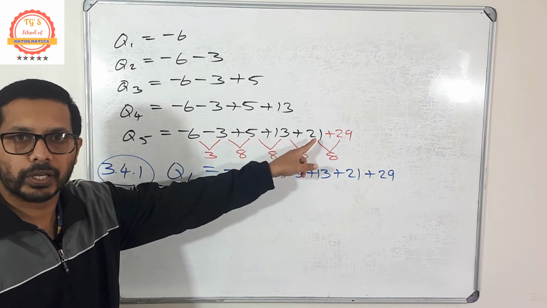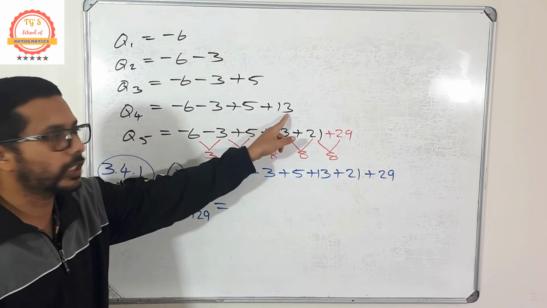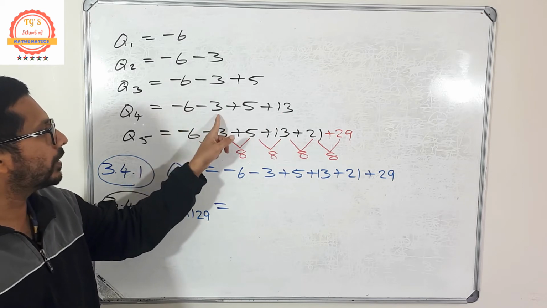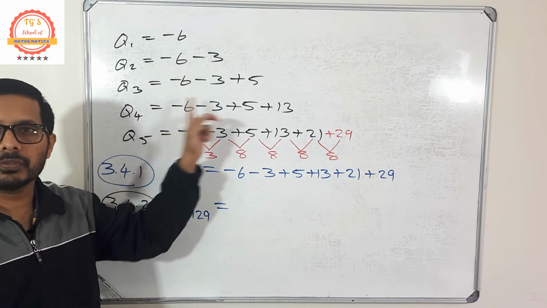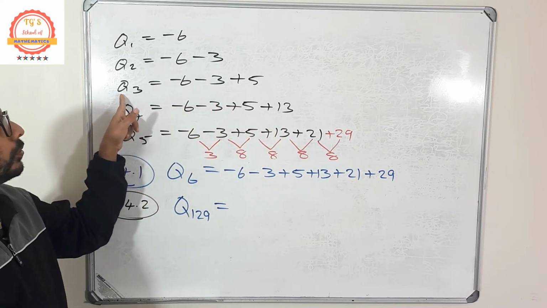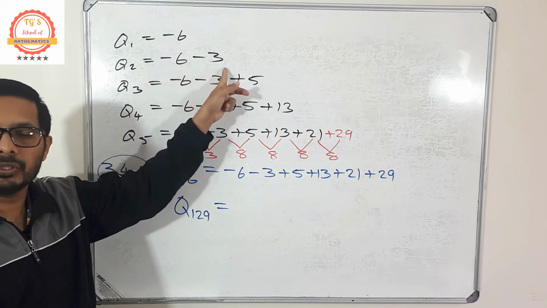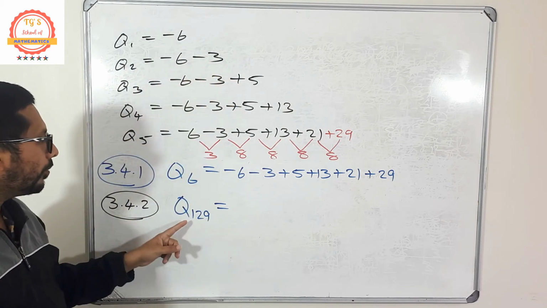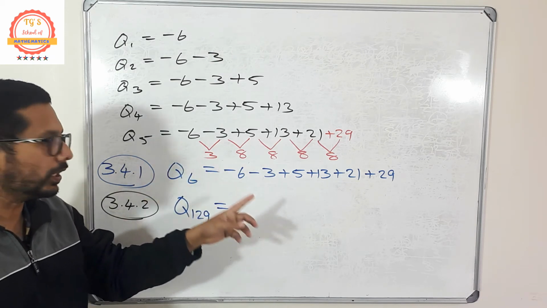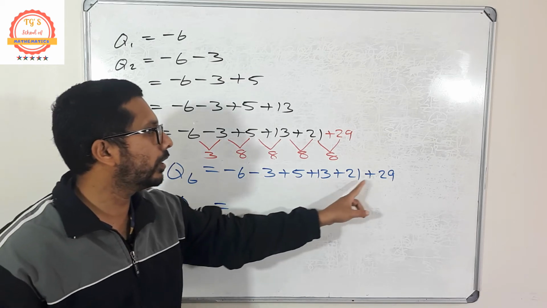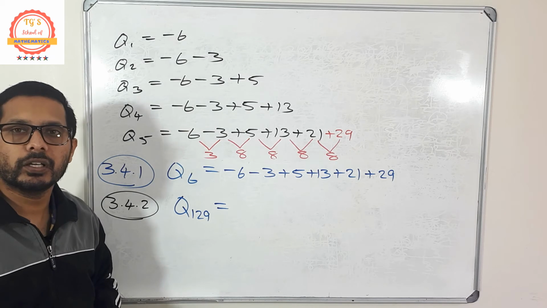That is Q5. What is Q4? Q4 means the sum of the first 4 terms. Am I right? Minus 6, minus 3, 5, 13. So Q4 is the sum of the first 4 terms. Q3 is the sum of the first 3 terms. Q2 is the sum of the first 2 terms, like that. So what about Q6? Q6 is the sum of the first 6 terms. 1, 2, 3, 4, 5, 6. You understand?